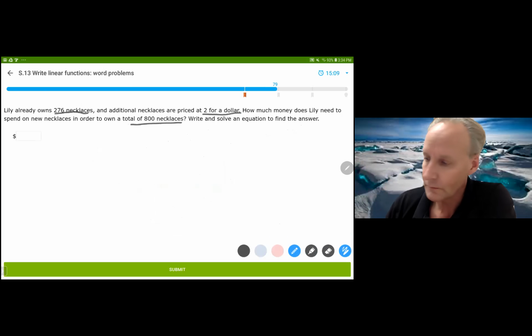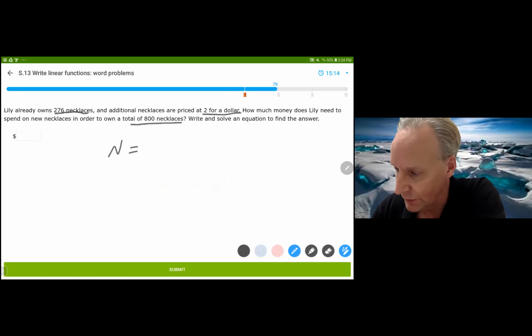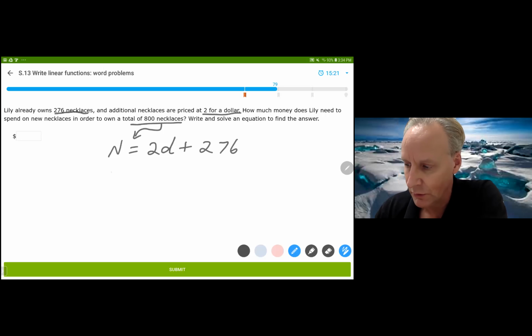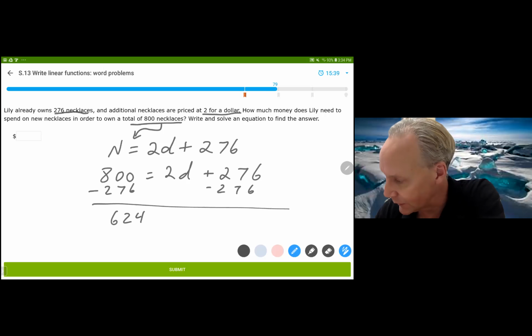So I'm going to go ahead and set it up. The number of necklaces is equal to 2 for each dollar she spends plus the original 276. And we're interested in finding out when she will reach the 800 goal. We're going to subtract the 276 from both sides, which is going to be 624. Oh, sorry, 524. Forgot to borrow. 524 is equal to 2d.